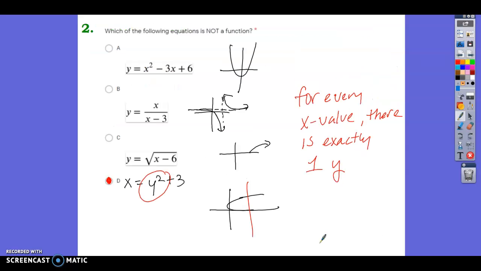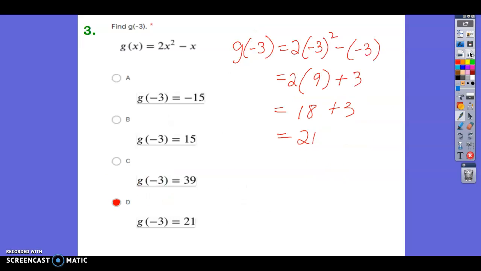Number 2, which of the following equations is not a function? So the answer here is D because it doesn't pass the vertical line test. For every x value, there has to be exactly one y value. And I kind of gave you a little example of what the graphs approximately look like. And you can see that the last one doesn't pass the vertical line test.